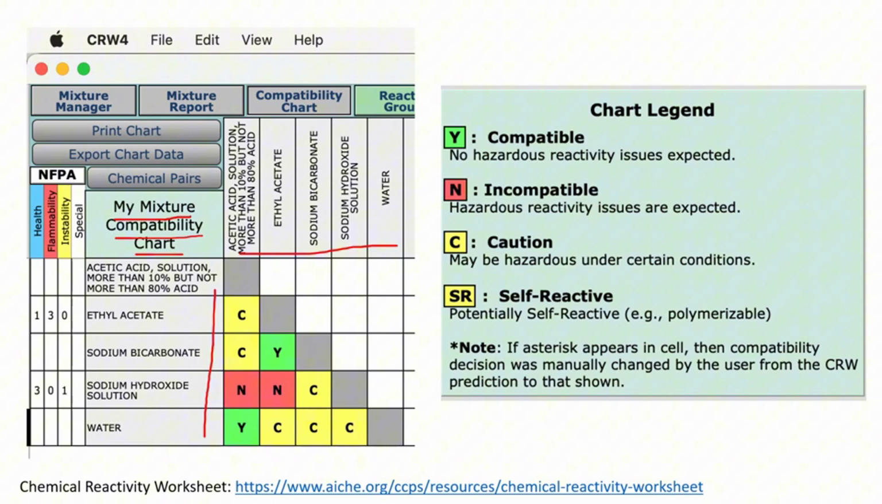So what we see here are a number of different icons. The legend for this is that the green Y represents that we have compatible components, so we don't expect any hazardous reactivity issues. The red N is for incompatible components, where we do expect there to be hazardous reactivity issues. C indicates caution, that there may be hazards under certain conditions, and SR indicates a potentially self-reactive material.